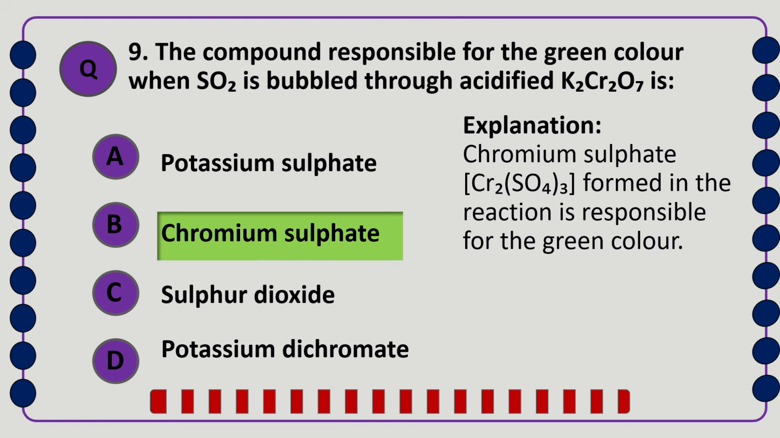Originally K2Cr2O7 was orange in color. As soon as it reacted with sulfur dioxide, it is no more K2Cr2O7. After the reaction, the product formed is chromium sulfate, which is green in color. And this reagent is used for identification of sulfur dioxide. I hope this concept is clear. Let us move ahead. Question number 10.